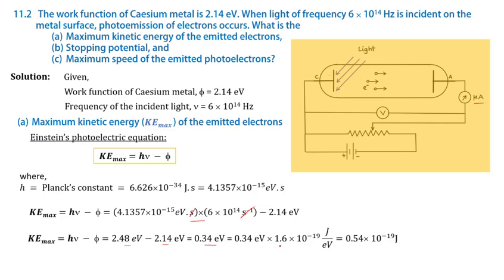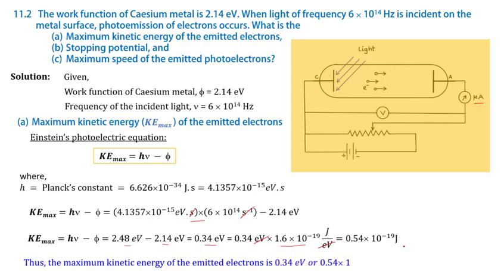We know 1 electron volt is 1.6 into 10 to the power minus 19 joules. If we multiply by this factor, we get the value of maximum kinetic energy in joules, which is 0.54 into 10 to the power minus 19 joules. Thus, the maximum kinetic energy of the emitted electrons is 0.34 electron volts, or 0.54 into 10 to the power minus 19 joules. This is the answer to part A.